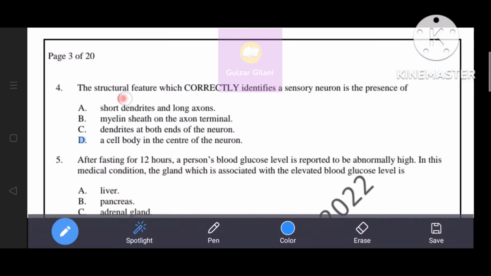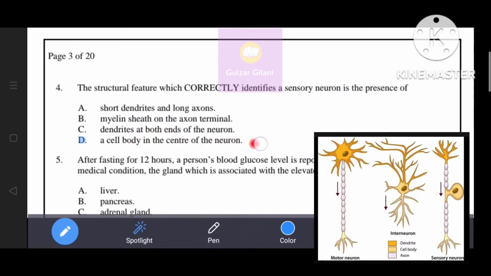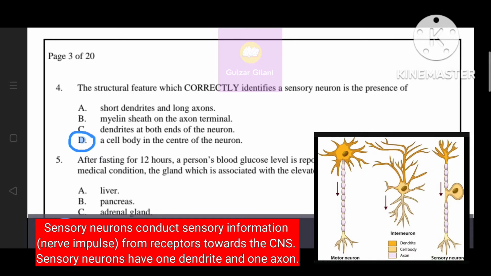The structural feature which correctly identifies a sensory neuron is the presence of... given options में से जो correct answer है वो है option D, that is a cell body in the center of the neuron. Option D is the correct answer. As you know, sensory neurons conduct sensory information, nerve impulses, from receptors towards the central nervous system. Sensory neurons have one dendrite and one axon, means option D is the correct answer.